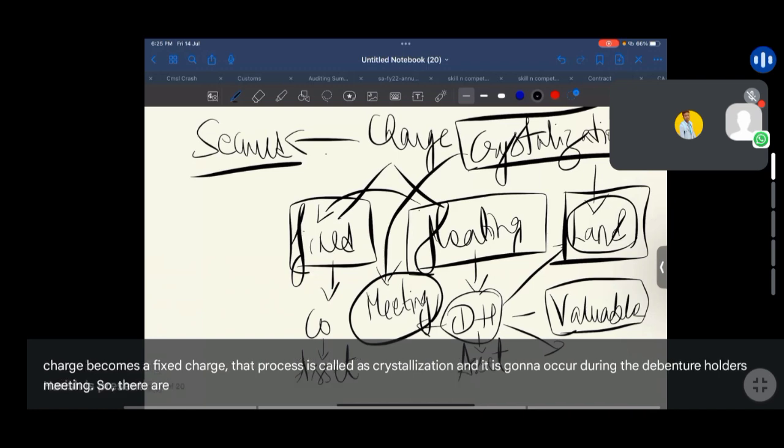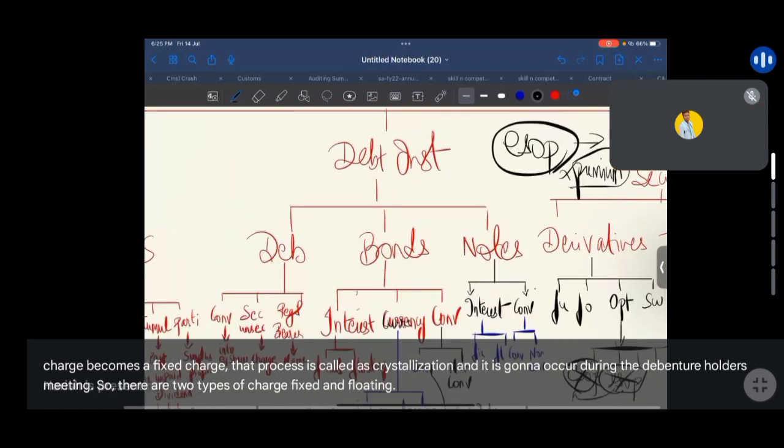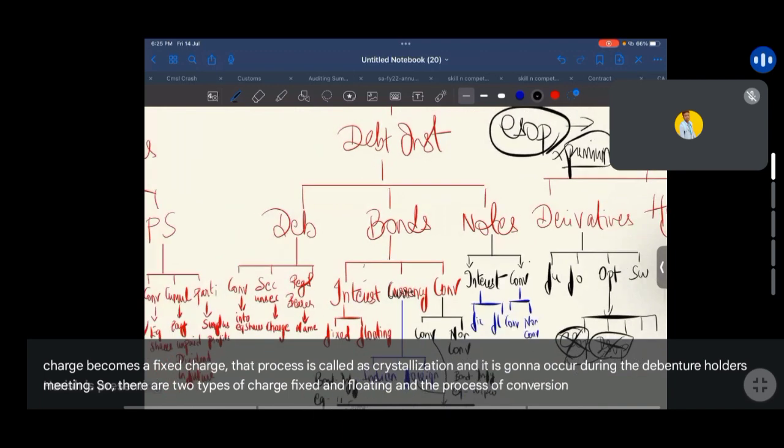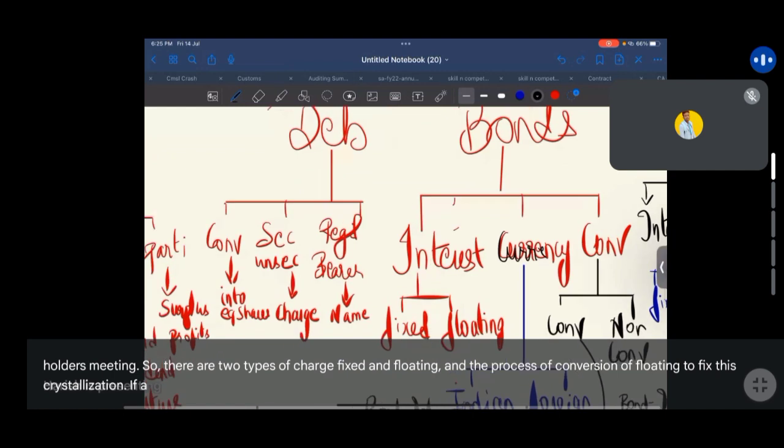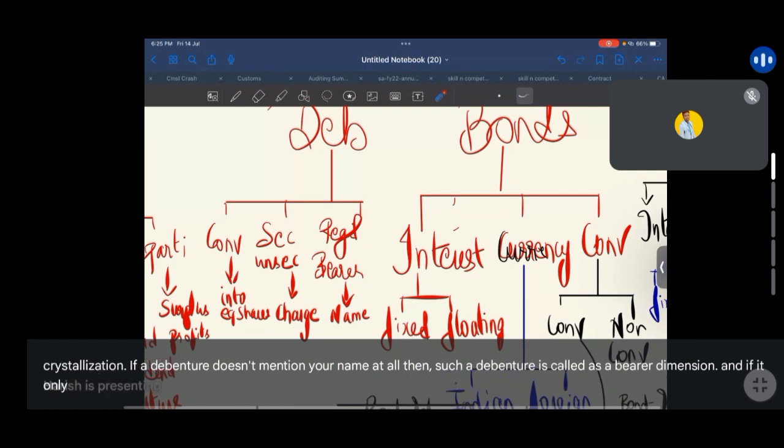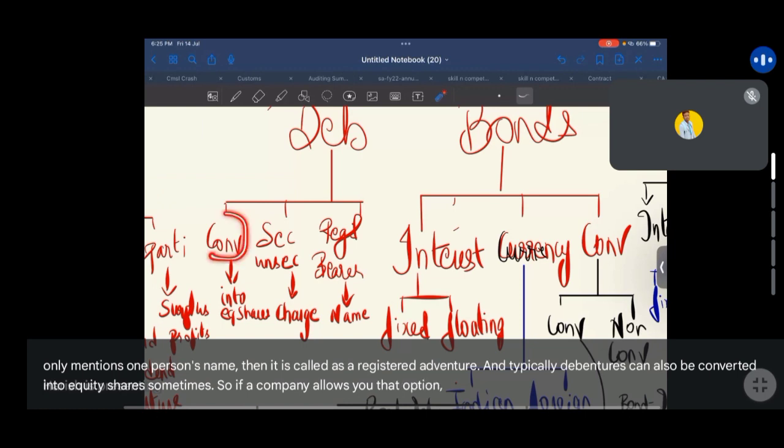So there are two types of charge, fixed and floating, and the process of conversion of floating to fixed is crystallization. If a debenture doesn't mention your name at all, then such a debenture is called a bearer debenture. And if it only mentions one person's name, then it is called a registered debenture. And typically, debentures can also be converted into equity shares sometimes. So if a company allows you that option, such a debenture will be called a convertible debenture.